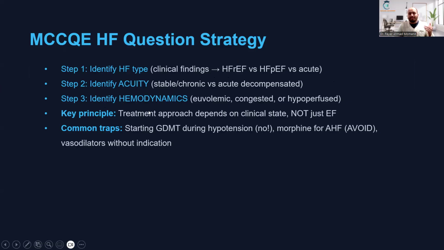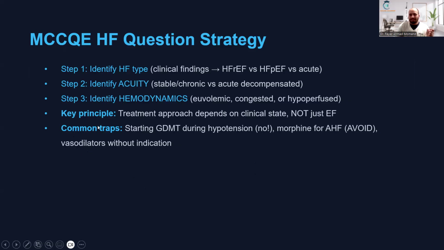Step 3, identify their hemodynamic situation. Are they euvolemic? Are they congested? Or are they hypoperfused? Now, in congestion, you would see symptoms of fluid overload, jugular venous distension, bilateral crackles, ankle edema, etc. Hypoperfusion, you may see their blood pressure low or their skin or mucous membranes appear dry. Remember, treatment depends on the patient's clinical status and not just the ejection fraction. If their clinical status shows that they are in fluid overload, even if they have preserved ejection fraction, you will start them on furosemide and give them medications to help with the heart failure.